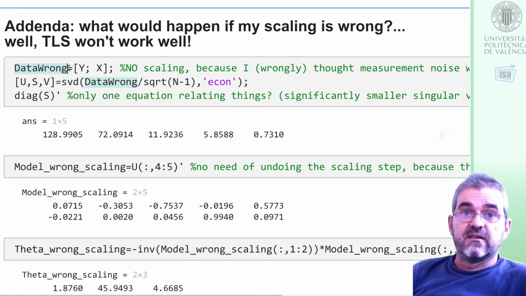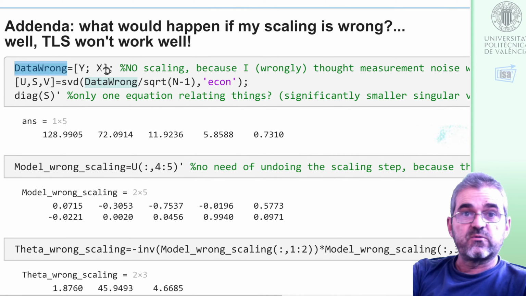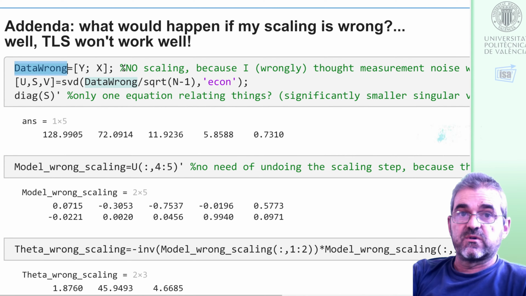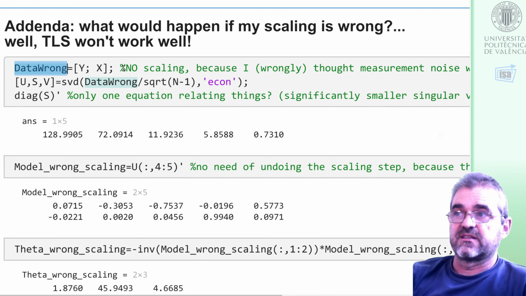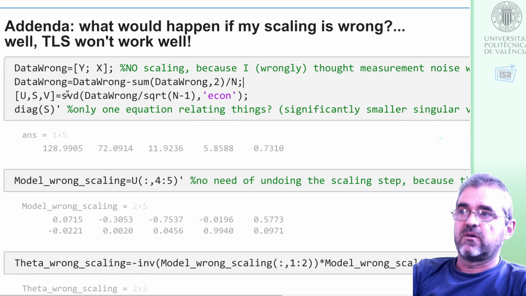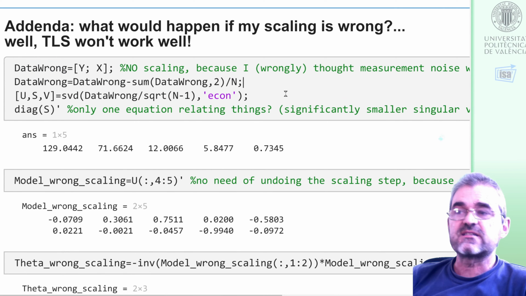Now, let's go to the main topic to discuss in this video. What would happen if my scaling is wrong? Well, bad things may happen. Let us label data wrong, the raw data with no scaling. Why? Because maybe I thought that these data were already normalized to having the same amount of noise per channel. So who knows the additive measurement noise in a particular application. Well, if I get it wrong, for instance, doing this, I will subtract the mean to do exactly the same code as in previous tests.